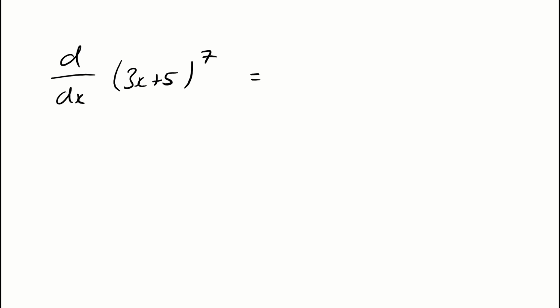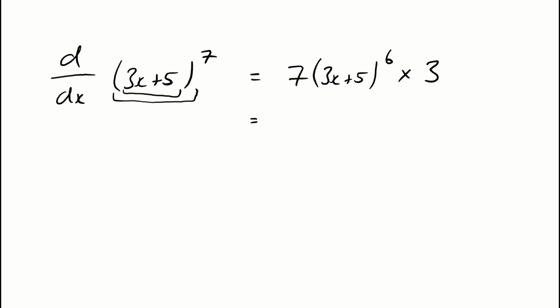And we treat these brackets just like a variable in itself, and we differentiate like so. But then we have to multiply by the derivative of what's inside of this bracket. So in this case, multiplying by 3. So our final answer would be 21 lots of (3x + 5)^6. So that's just a little reminder on the chain rule.